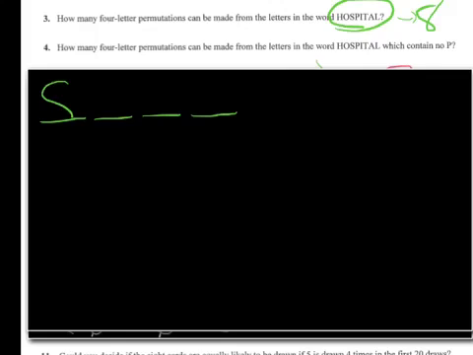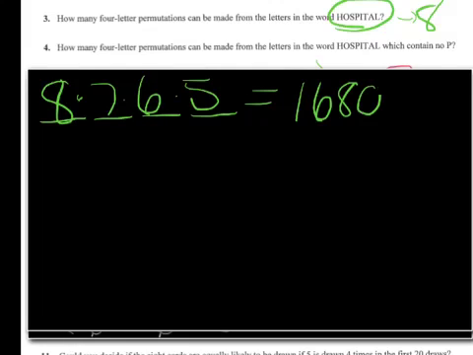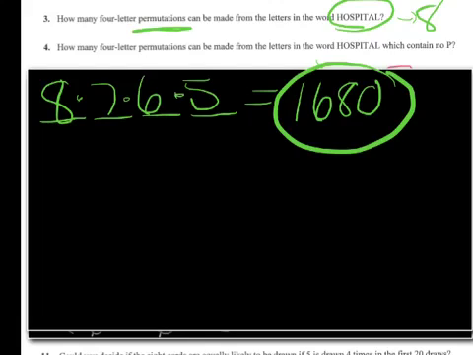Hospital has 8, and I have 8 choices, then 7, 6, and then 5. This will multiply into giving me 1,680 different choices. Keep it in mind, a permutation means no repeat. So if I go in the hat and I pull out the letter S, I know that would be my first choice of 8. The S is no longer there. I'm down to 7. Okay.